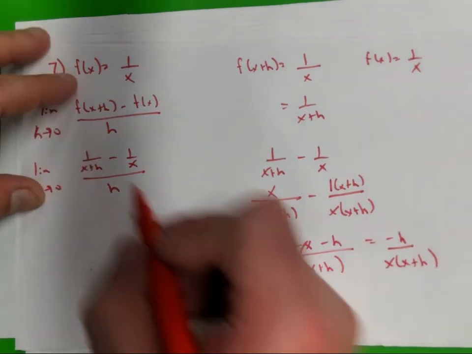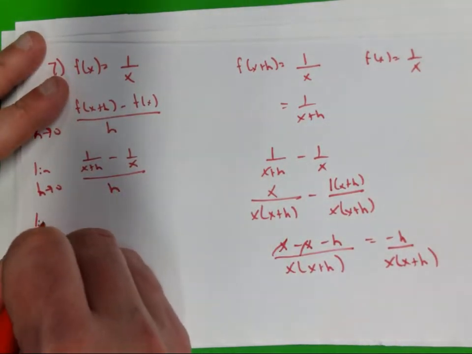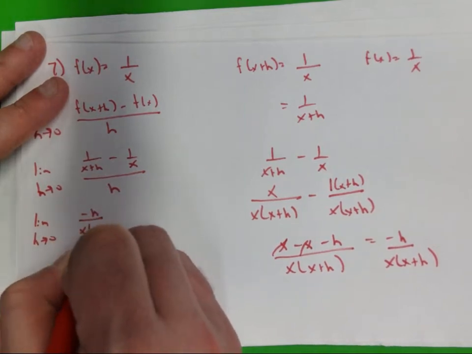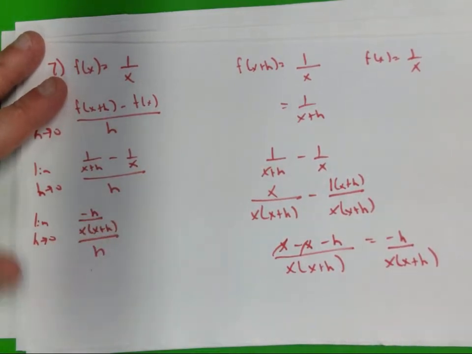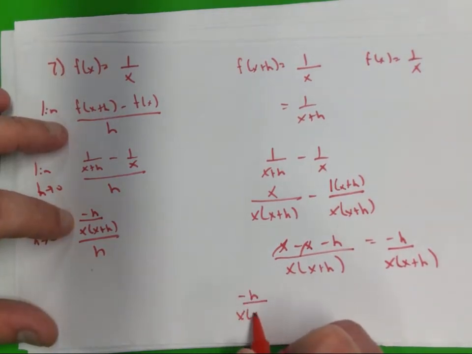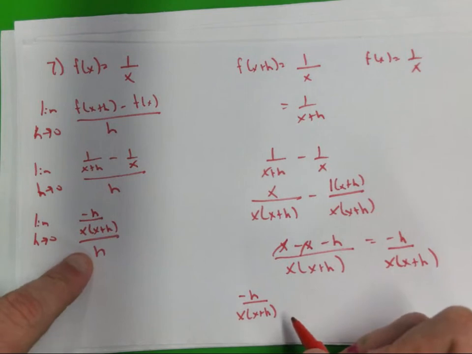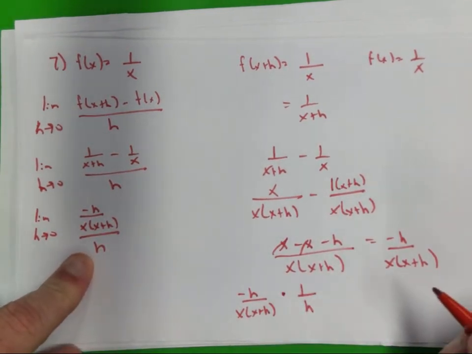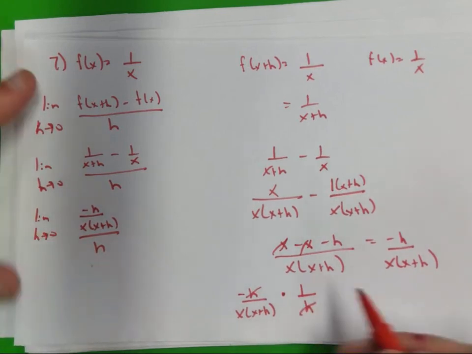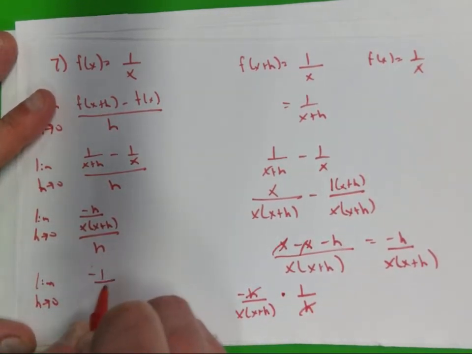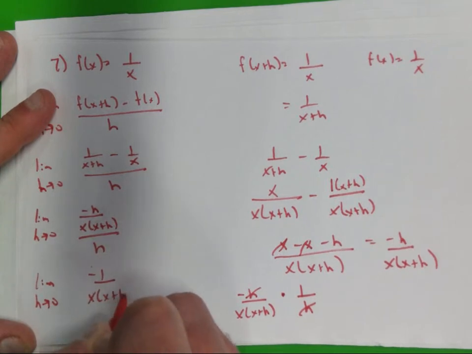Now I'm going to take this, plug it back up in here. Negative h over x times x plus h, all over h. Well, still I get 0. Well, I'm going to write out what this means. Negative h times x plus h. If I was dividing by this, I'd be multiplying by the reciprocal. So I'm going to go and put that. Multiply. Cancels out. I'm left with negative 1 over x times x plus h.